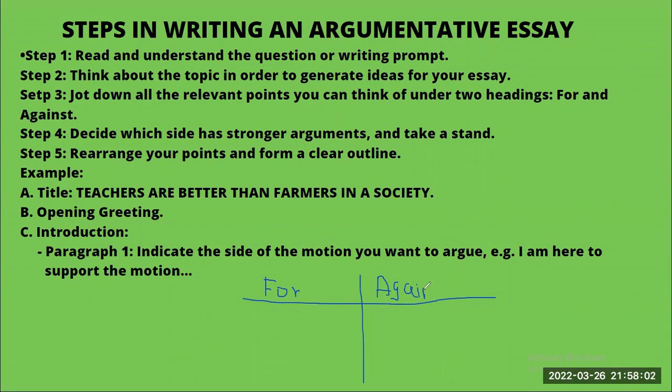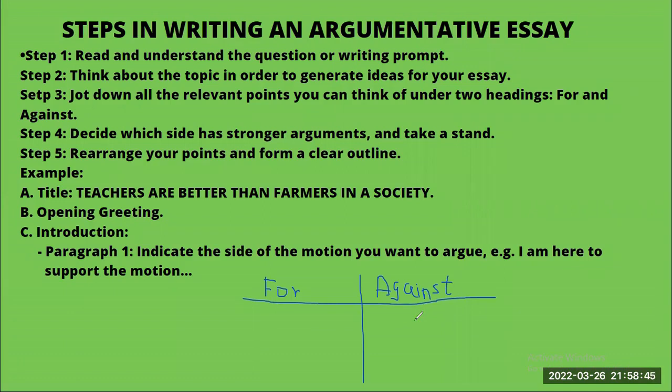Okay, so you draw a table like this with 2 sides. One side is for and the other is against. So you jot down the points, all right? You jot down the points that are in support of the topic. Whatever ideas or points come to your mind, you jot them down. Points that support the topic, points in favor of the motion. Then on the other hand, you jot down also points that oppose the motion.